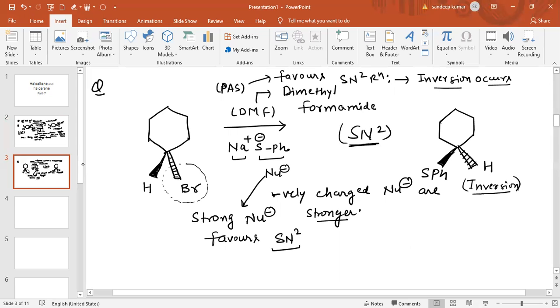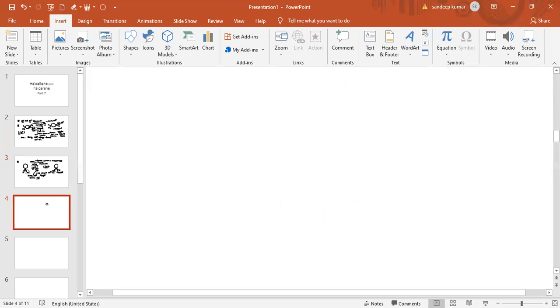So this mechanism is basically the SN2 mechanism. So you can easily differentiate between SN1 and SN2 reactions. Now see the next example related to SN1 and SN2.